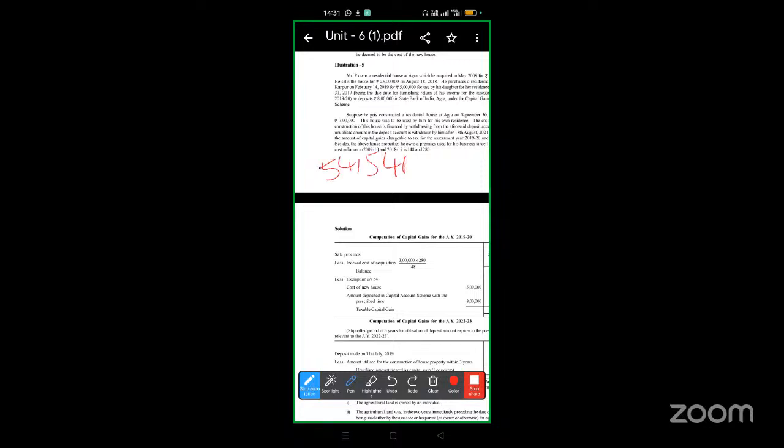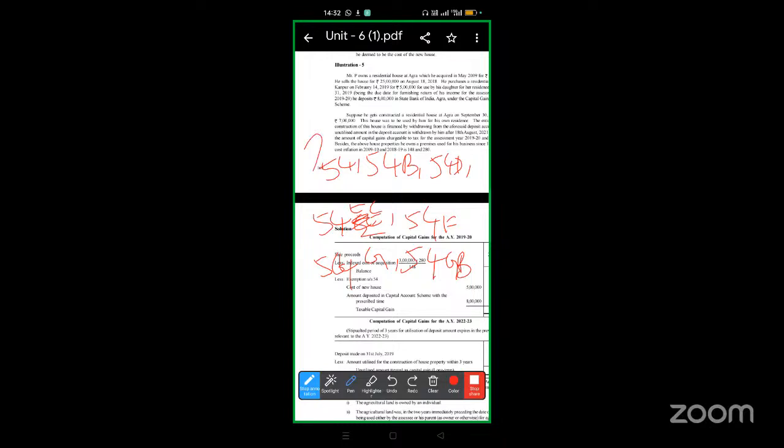54B, 54D, 54EC, 54F, 54G and 54GB. These are the exemptions which come under income from capital gain, under section 54.